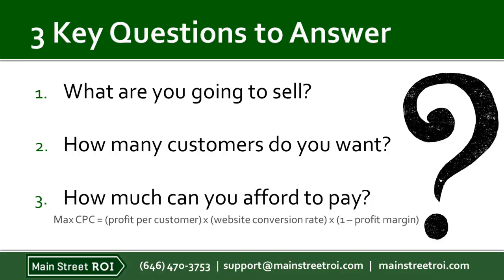So we want to use this formula here to determine your maximum cost per click, or your max CPC, and that's based on your profit per customer, so how much profit you generate for that product or service, multiplied by your website conversion rate. And if you're not sure what that is, typical conversion rates are around 1%, 2%, and on the high end, 5%.